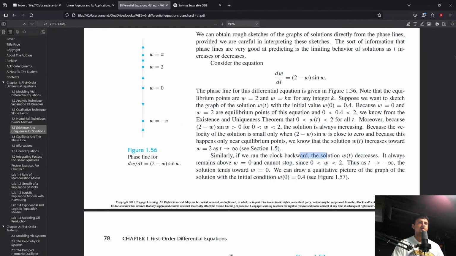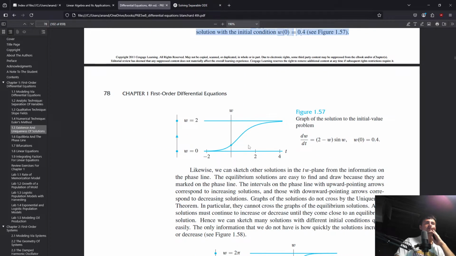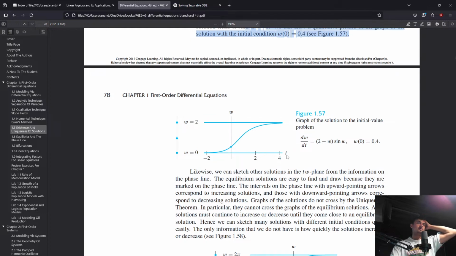And if we run the clock backwards, the solution w of t decreases. It always remains above w equal to 0 and cannot stop. As t goes to minus infinity, the solution tends towards w equal to 0. We can draw a qualitative picture of the graph. All right, great.